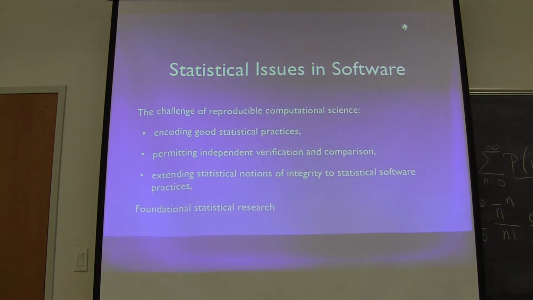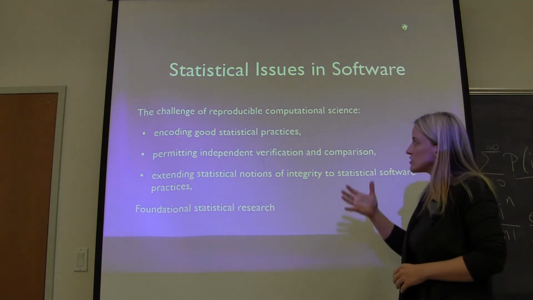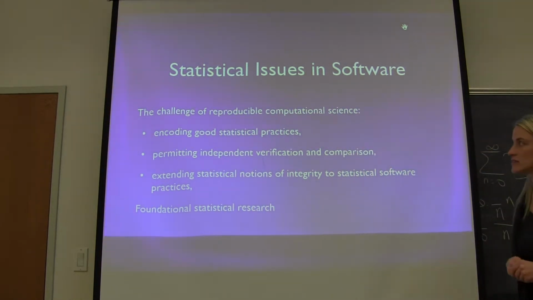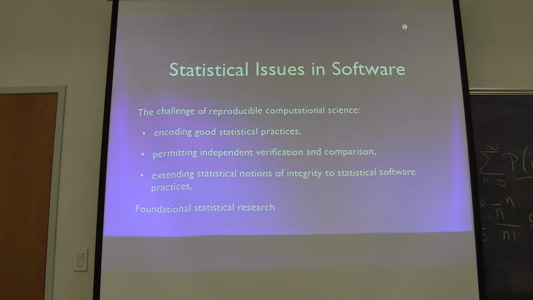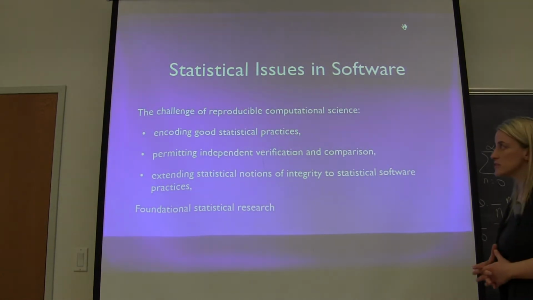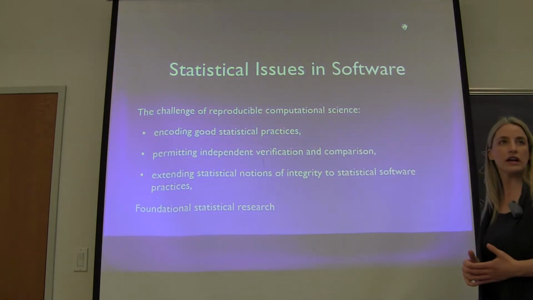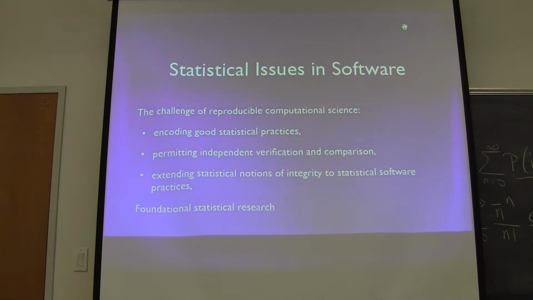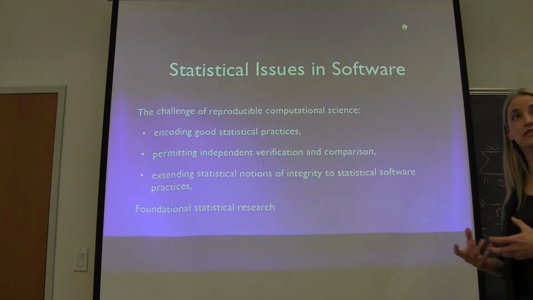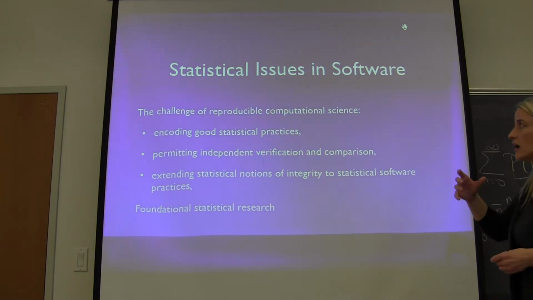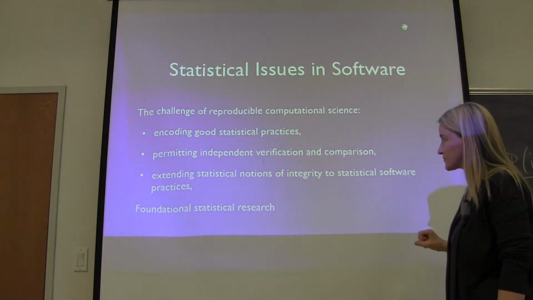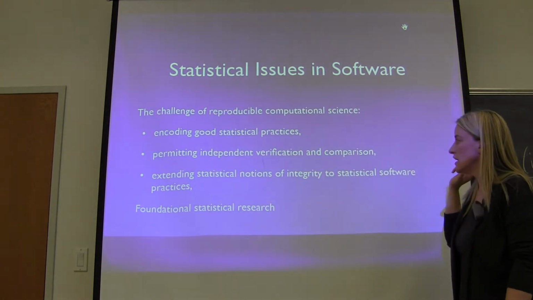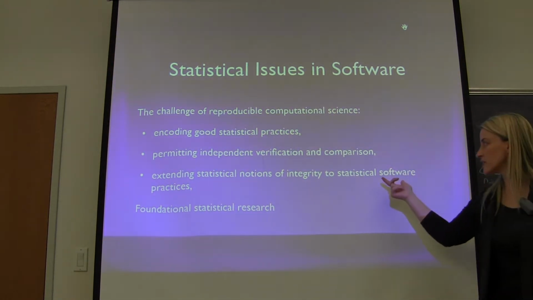Okay, so thinking about in software, where do these statistical issues arise? Resolving issues in reproducibility in computational science, encoding good statistical practices in how we actually carry out the computational work itself, I think, is a key part of the solution. And I've been doing some work thinking about how software can interact with actually doing better statistics, not just from straightforward applications like p-hacking and the file drawer problem, where if we had better management of the statistical experiment as it was going through, but also how do we actually track and code and communicate what was actually done in the experiment. So we can permit verification and comparison and extend all these same statistical notions of integrity to statistical software practices.